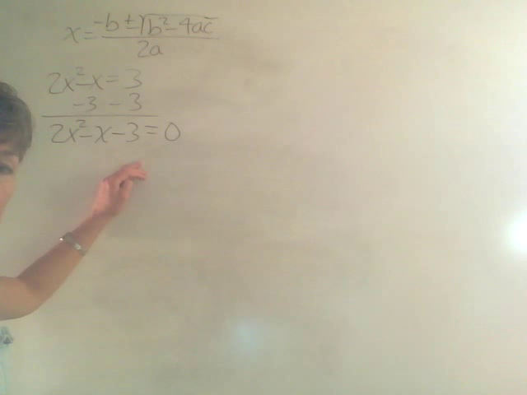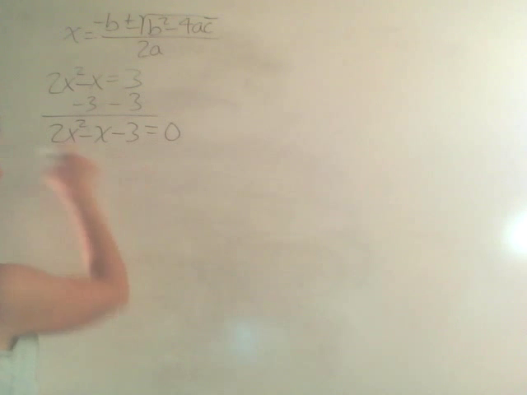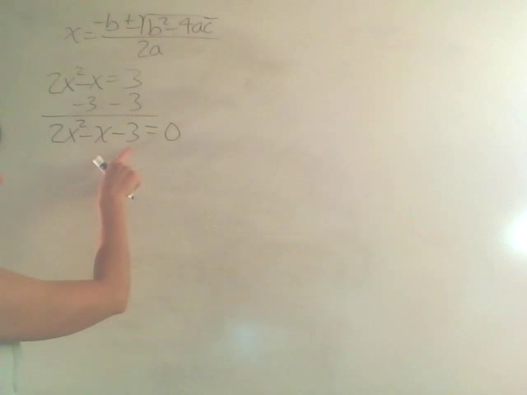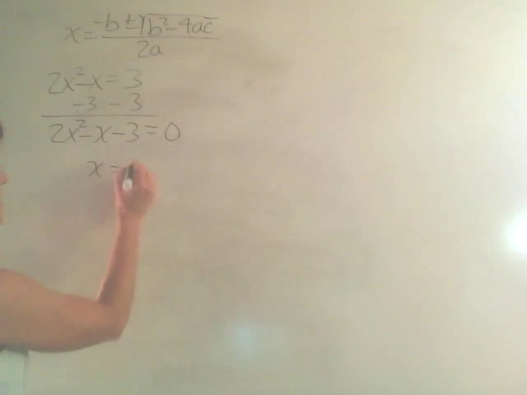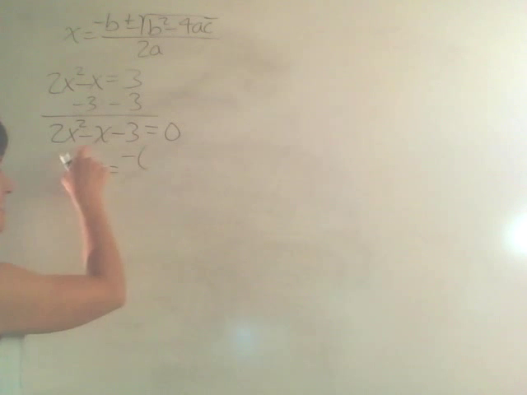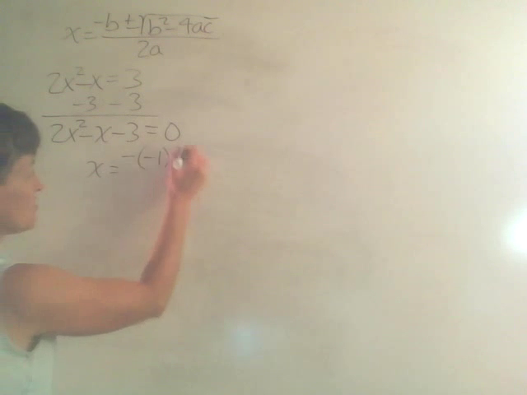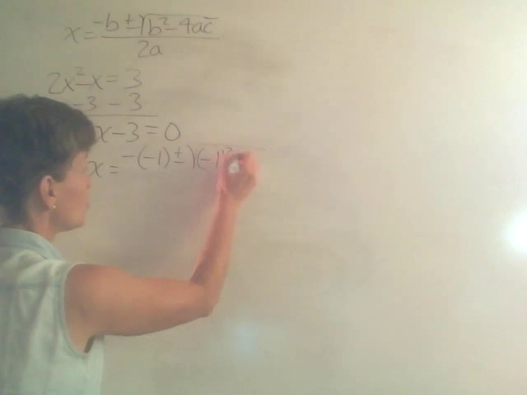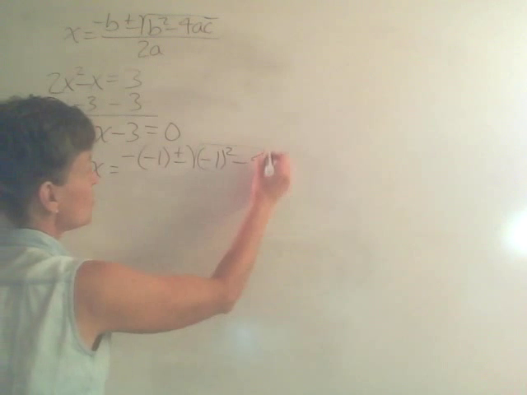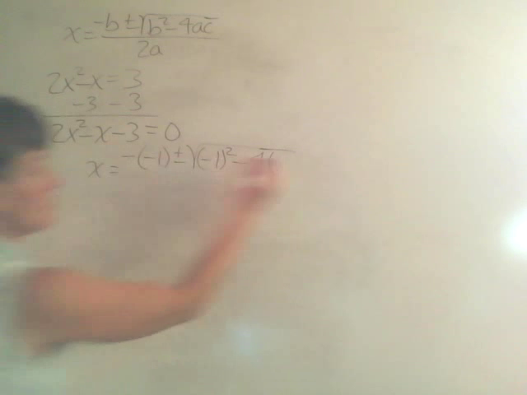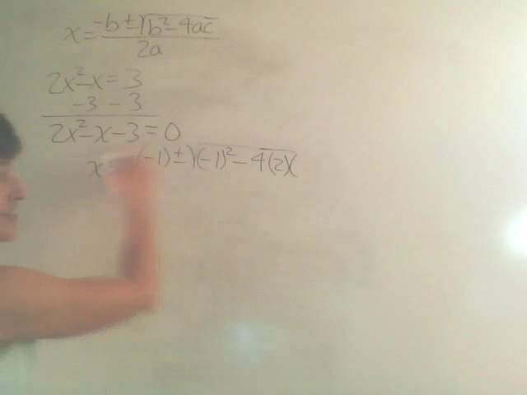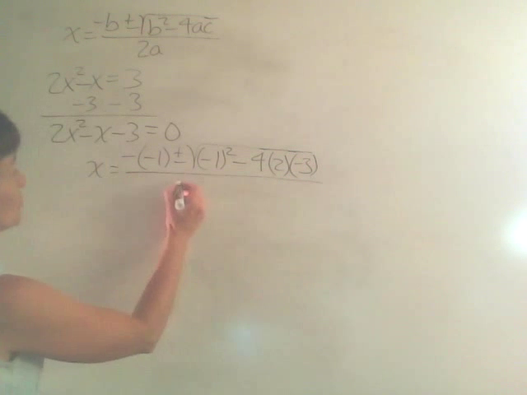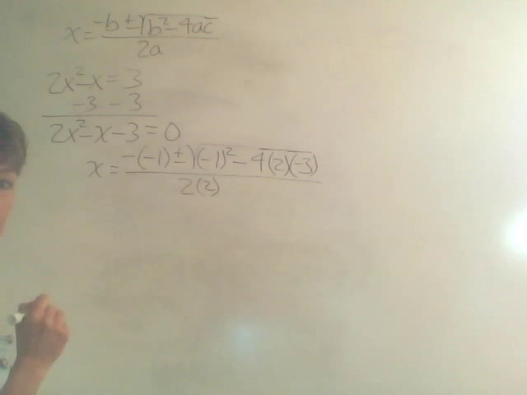Now I can start solving my quadratic. So a is 2, b is negative 1, c is negative 3. So I'm going to plug those into my quadratic formula. Negative b, well, b is negative 1, plus or minus the square root of b squared, which is negative 1 squared, minus 4 times a, which is 2, times c, which is negative 3, all over 2 times 2, which is 4.